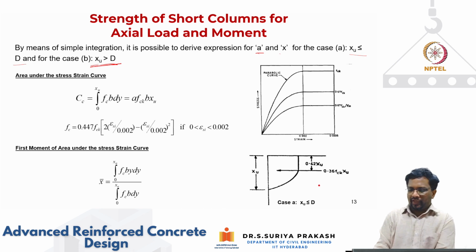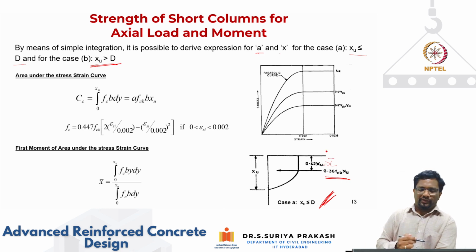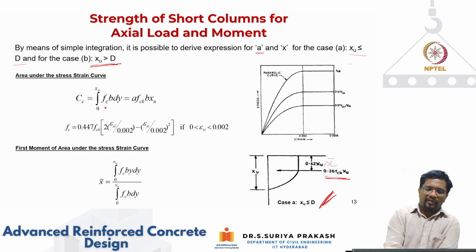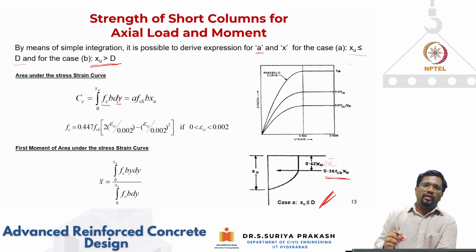So this is what we have, case A. When XU is less than the depth of the section, FC will become 0.36 FCK B XU, and this X bar is basically 0.42 XU. So it's very straightforward. So how do we do that? Again, if I write this generic expression for stress as FC, and if I take a small elemental width as dy, and if I do the integration, that should be equal to A into FCK B XU.